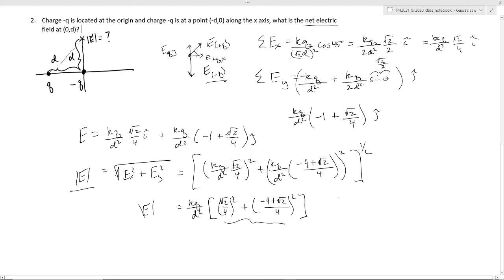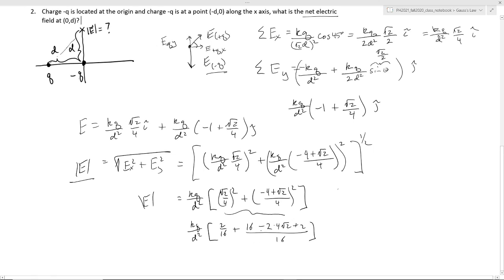You can see that this would cancel down. Here, we can do that right now. Let's break it down a little bit more. So this we would have just 2 over 4. And then here we would have to expand this thing. So we'd have 16. Oh, wait, no, not 4. This would be 16. We'd have 16 minus 2 times 4 times root 2 plus 2, and this would also be over 16. And then you can see we could add this stuff together. So this would give us kq over d squared.